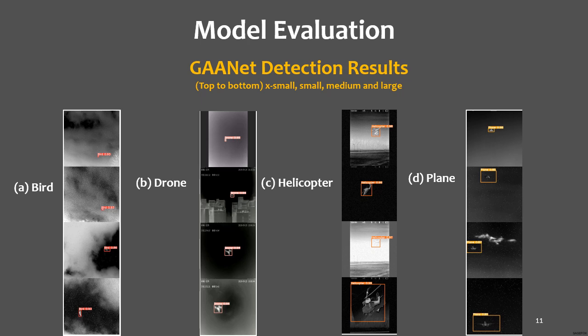For drone IR images, GhostNet achieved 94% accuracy for extra small images, while small, medium, and large IR drone images have 93% detection accuracy. GhostNet achieved 99% accuracy on small and large helicopter IR images. For plane detection, GhostNet attained 96% accuracy for extra small plane IR images. From these results, we can infer that GhostNet improved performance on all size target IR images, but it attained the best accuracy for extra small bird, drone, and plane IR images, which are quite difficult to detect.